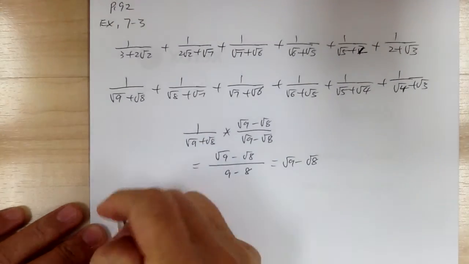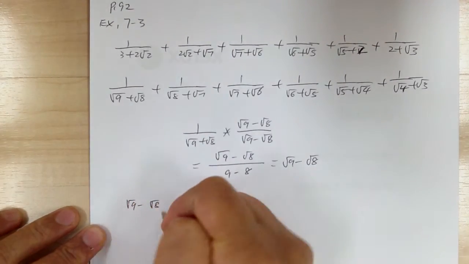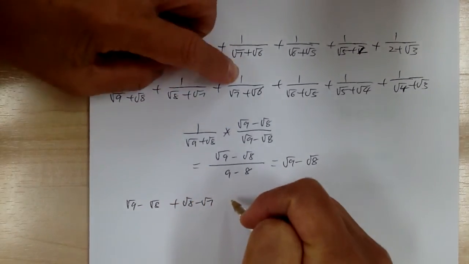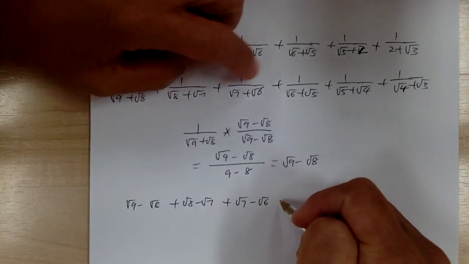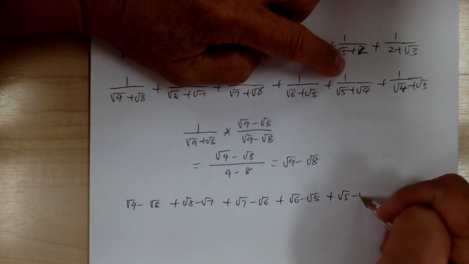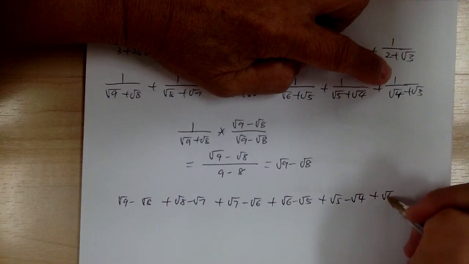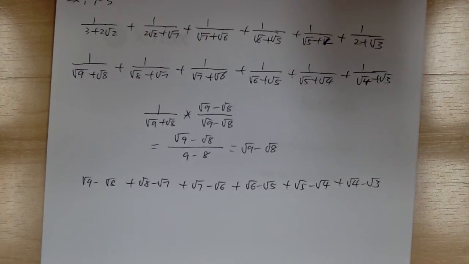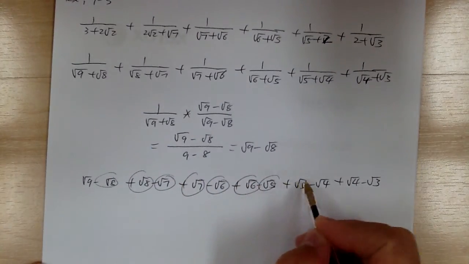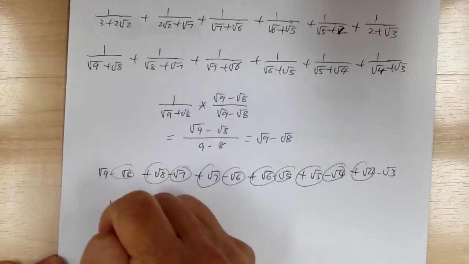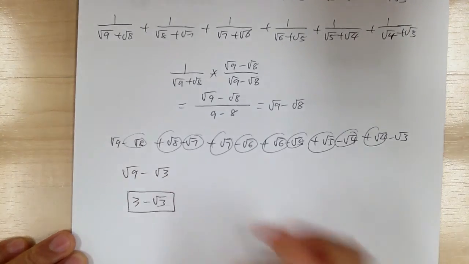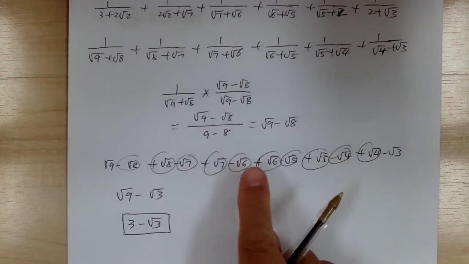So you're going to end up with square root of 9 minus square root of 8 from this part over here. This one you're going to get plus square root of 8 minus square root of 7. This one's going to be square root of 7 minus square root of 6. This one's going to be square root of 6 minus square root of 5. This one's going to be square root of 5 minus square root of 4. This one is going to be square root of 4 minus square root of 3. Okay. And you can see that all these get cancelled out. So all you have is square root of 9 minus square root of 3. So the answer would be 3 minus square root of 3. Okay, so notice the pattern and know the trick.